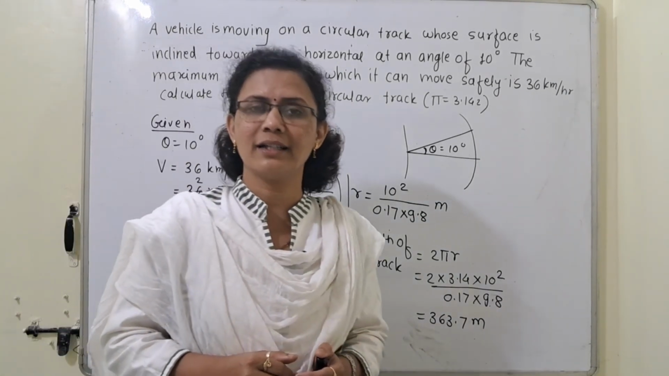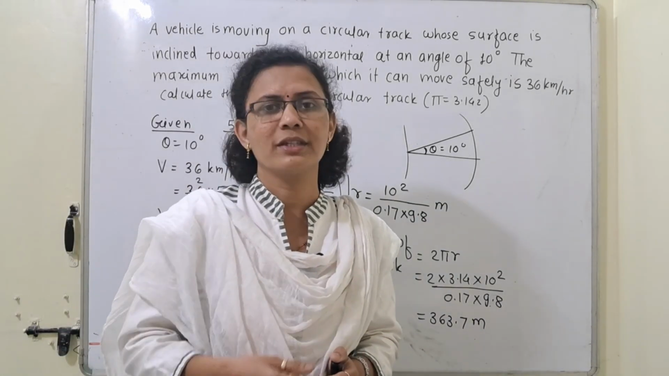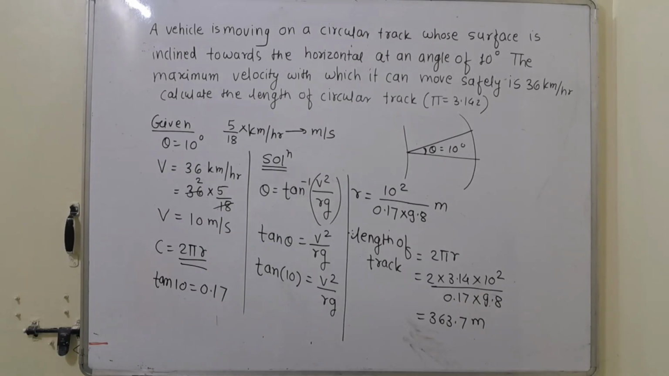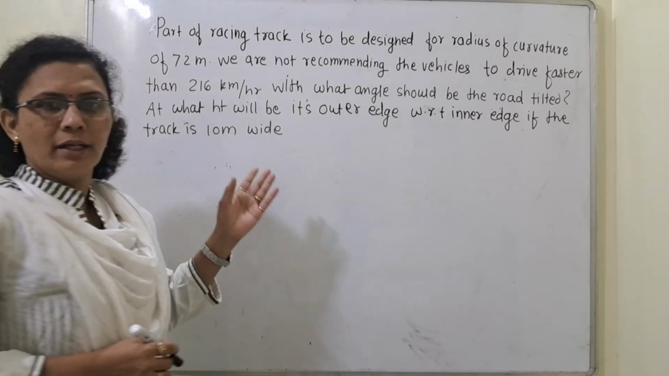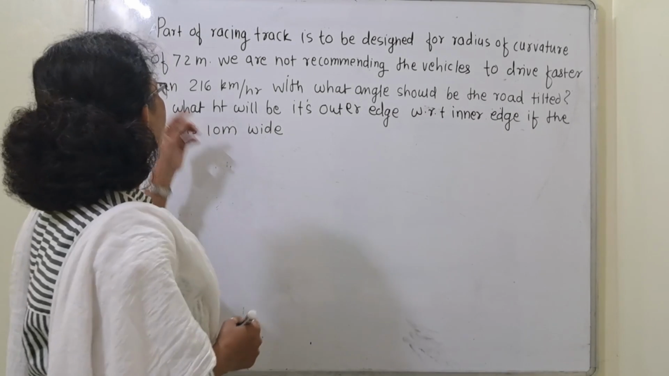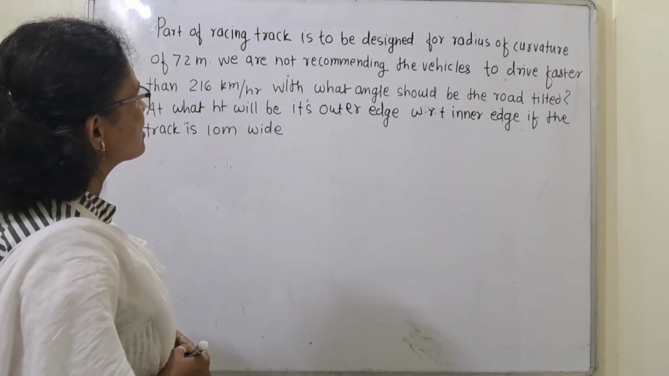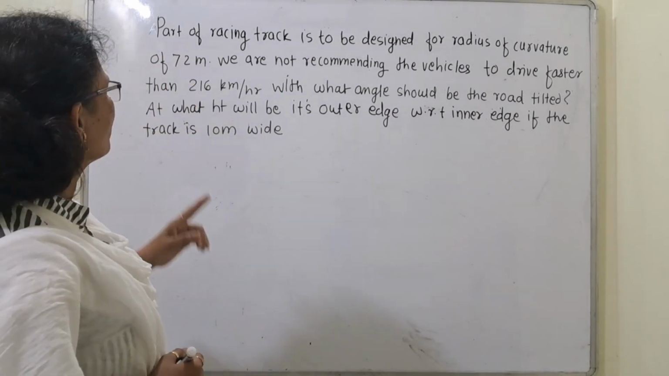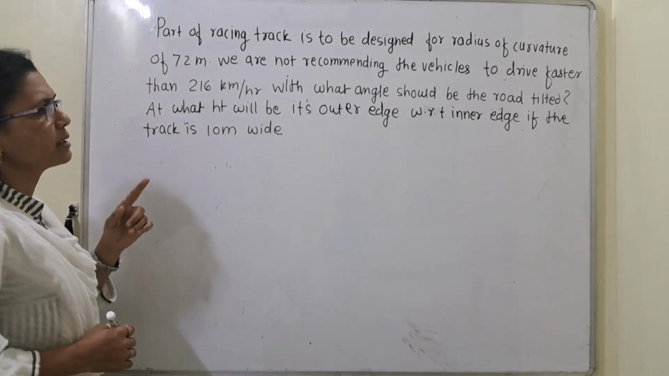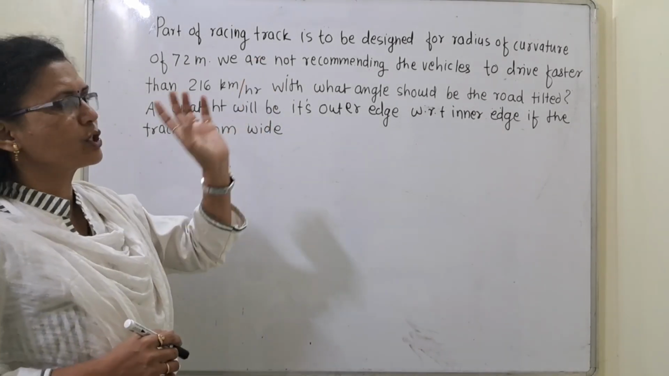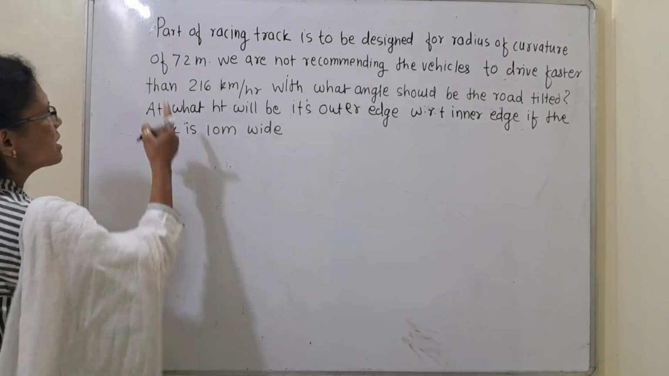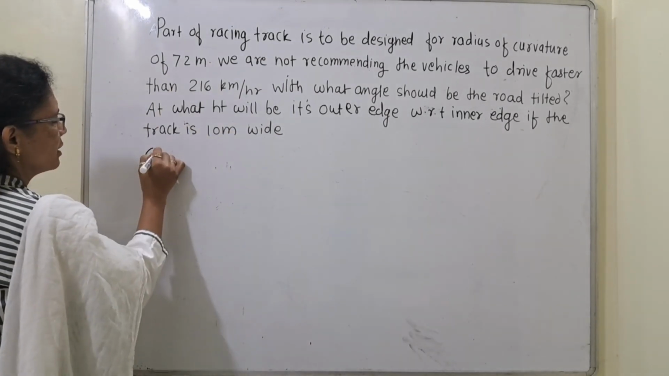Let us discuss another numerical regarding this topic. Let us discuss the second numerical. Part of a racing track is to be designed for a radius of curvature of 72 meters. Means the radius of curvature of the path is given as 72 meters.